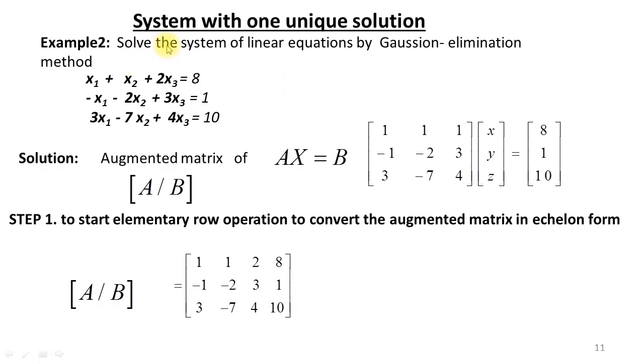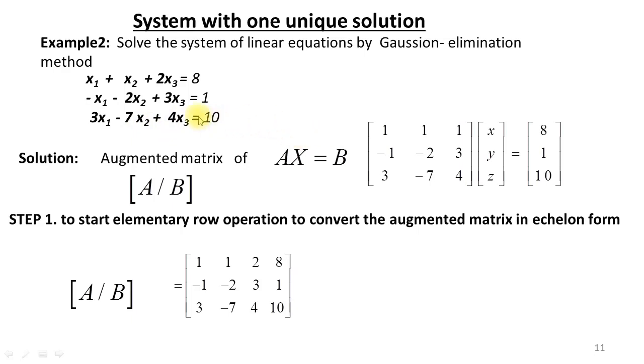Now let's move to another example, a system with one unique solution. Again, I want to tell you about the unique solution for a system of linear equations. This is a system of linear equations: x1 plus x2 plus 2x3 is equal to 8, minus x1 minus 2x2 plus 3x3 is equal to 1, and 3x1 minus 7x2 plus 4x3 is equal to 10.